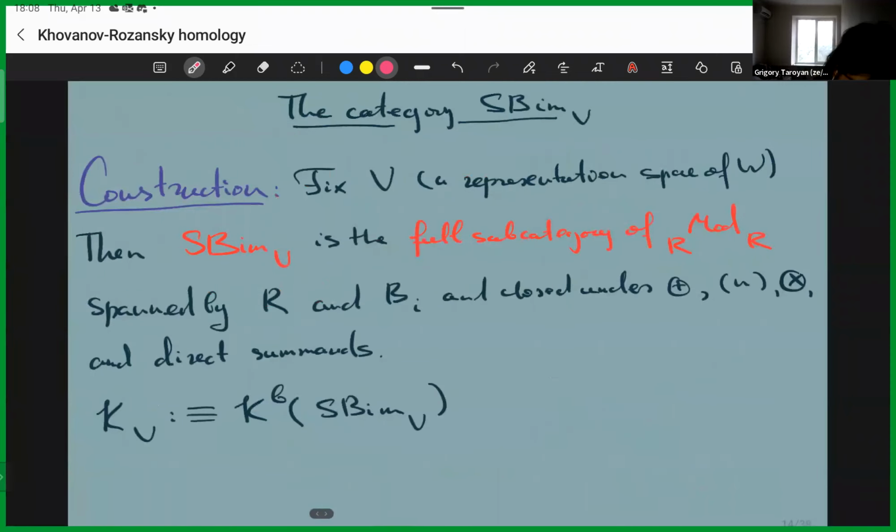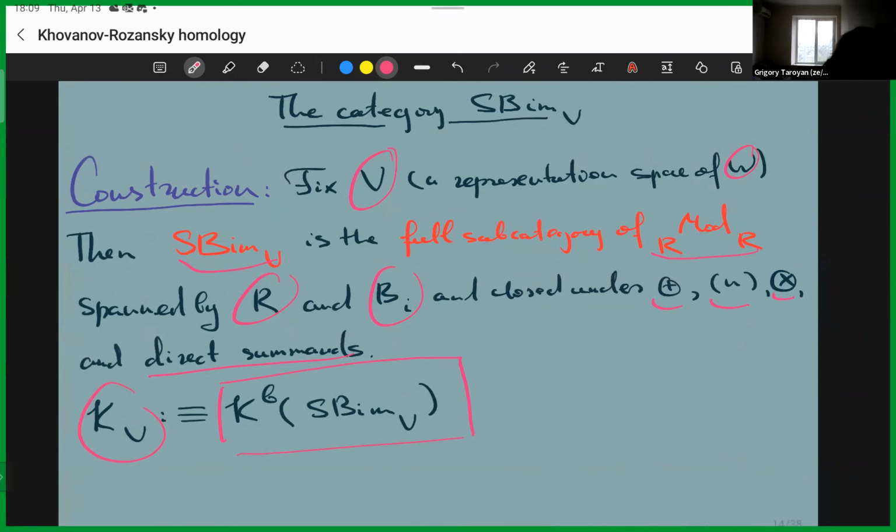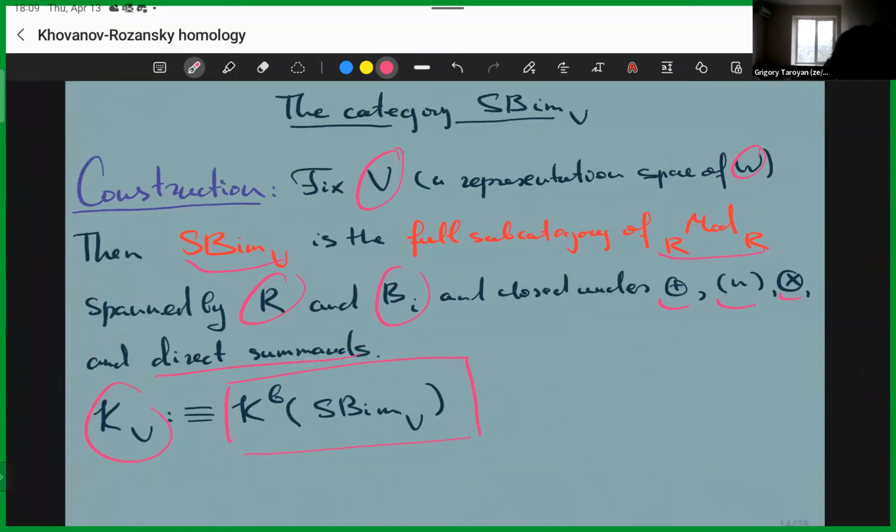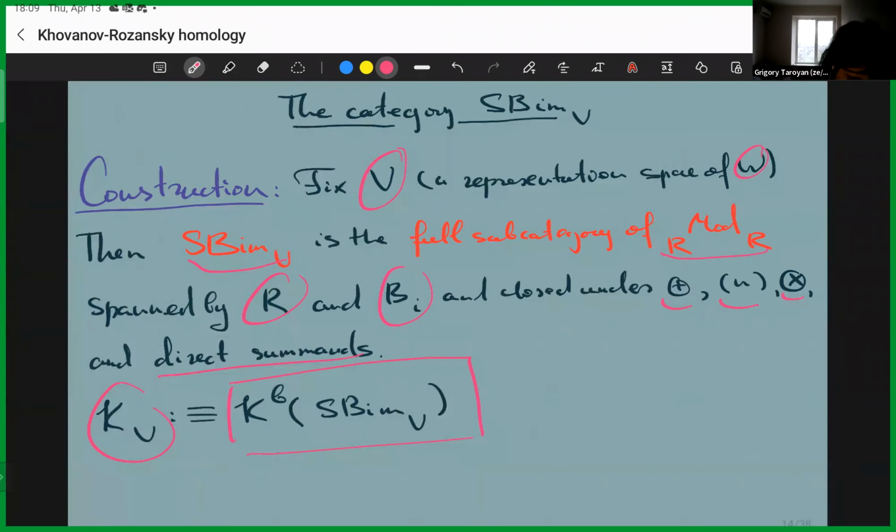Okay, let's proceed further. So now we can define the category BS(V), where V is a representation space of a certain reflection group, and it is the full subcategory of bimodules over R, spanned by R and the B_i's, and closed under sums, shifts, tensor products, and direct summands. And then we denote by K(V) this bounded category of complexes up to chain homotopy over this category of Soergel bimodules. And this category, as Sergey Konstantinovich said earlier, will be the natural place for various invariants that we will consider.